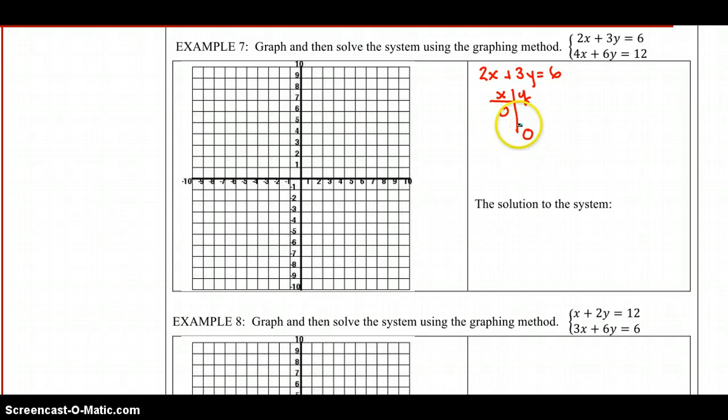So if we plug in x equal to 0, we get 2 times 0, which is 0. So we're going to get 3y equals 6. So 3 times a number has to give us 6. That number must be 2. So on the y-axis, we have a point at 2.